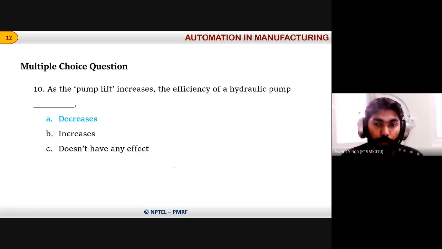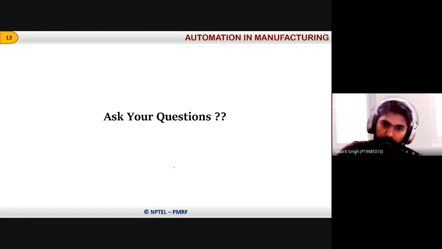Okay, so all these are the parameters that you have to know before purchasing any hydraulic pump. So if we increase the pump lift, obviously the efficiency of the hydraulic pump decreases. So that's all from my side for this question answer session.